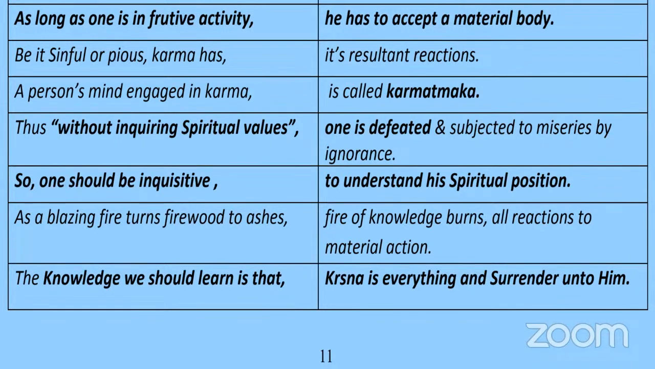One is defeated and subjected to miseries by ignorance. If the jiva is like that, he is defeated and subjected to miseries by tamo guna, ignorance. So one should be inquisitive. What should we do? We don't need to go again and again to tamo guna and rajo guna. We have to be inquisitive. We should ask somebody to understand his spiritual position. Somehow we want to know who is Krishna, what is his spiritual position. So we have to read so many pastimes, qualities, and everything.